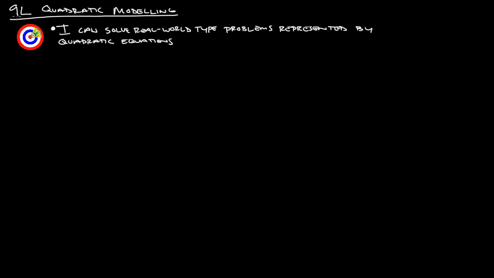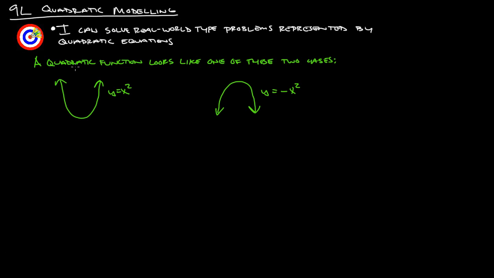I'm going to take you through the 9L notes on quadratic modeling. At the end of this, you should be able to say that I can solve real-world type problems represented by quadratic equations. Okay, so first thing, a quadratic function looks like one of two cases. It's a smiley face where y equals positive x squared, or it's a frowny face where y equals negative x squared.